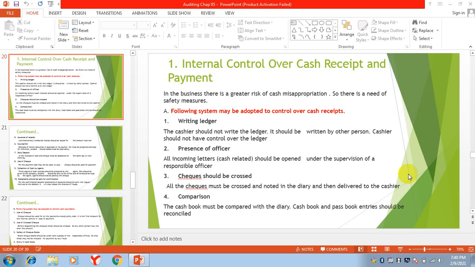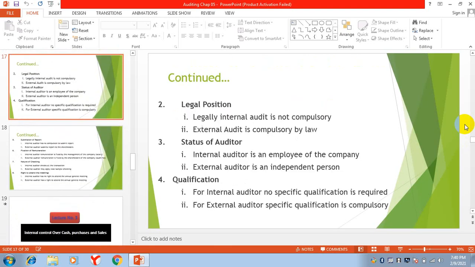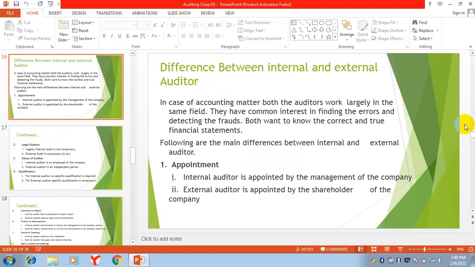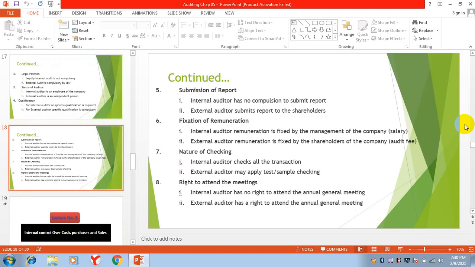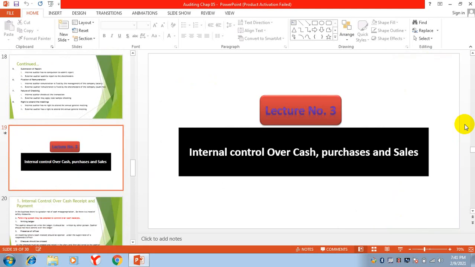Bismillahirrahmanirrahim. In the previous classes, we discussed the difference between internal and external auditor. We discussed appointment, legal position, status of auditor, qualification, submission of report, fixation of remuneration, nature of checking, and rights to attend the meetings. These were the differences. We discussed it in detail.